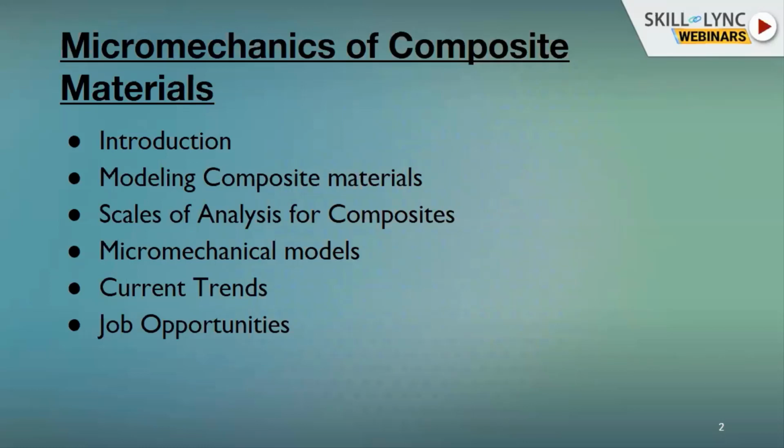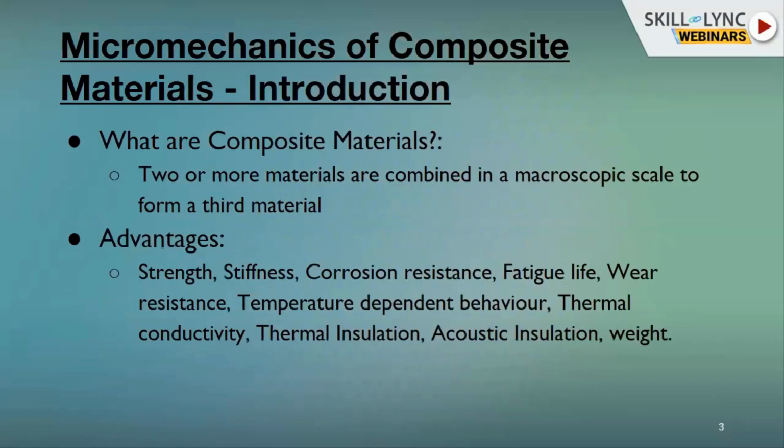So let's begin with preliminaries on composite materials. So what are composite materials? To begin with, when we have a combination of two or more materials in a macroscopic scale, which forms a third material, it is called a composite material.